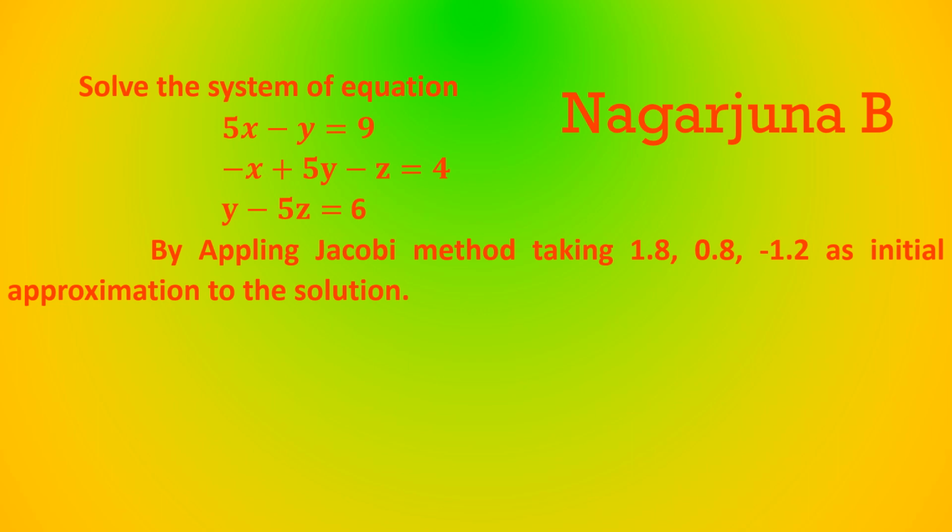That means you need to consider x0 is equal to 1.8, y0 is equal to 0.8, and z0 is equal to minus 1.2. If this has not been given, then you need to consider x0, y0 and z0 as 0 and start solving. So before solving, first check whether the system of equations is diagonally dominant.